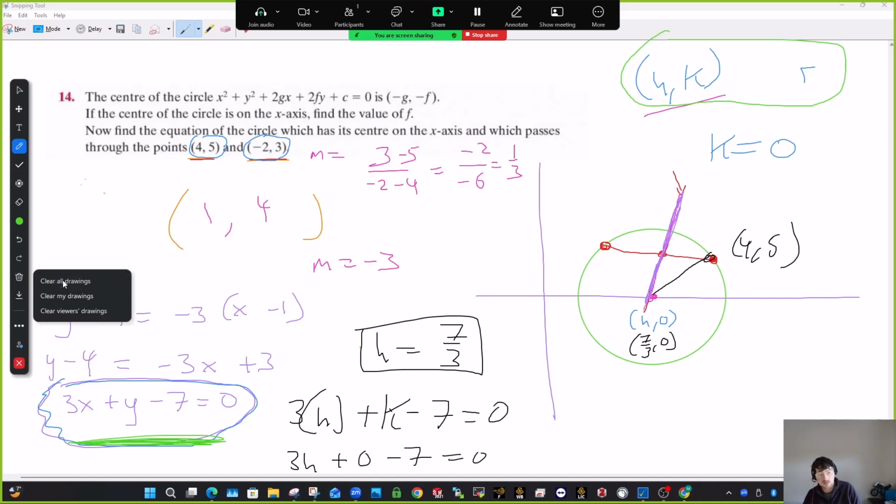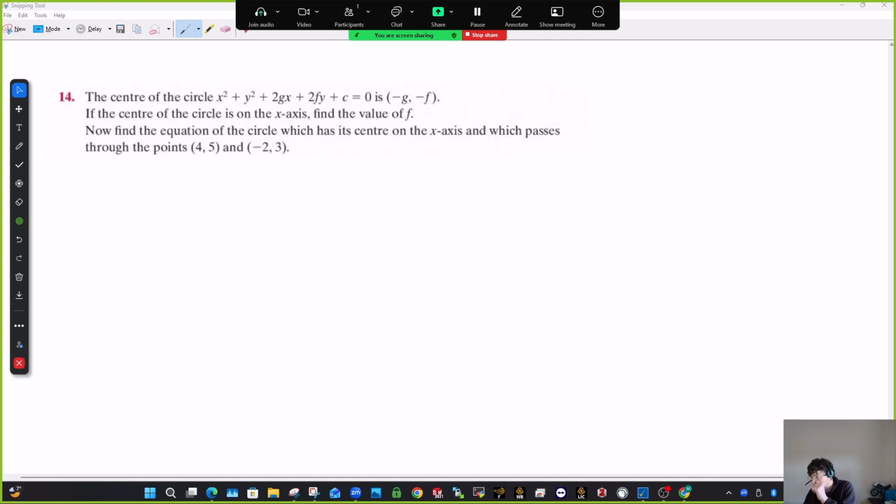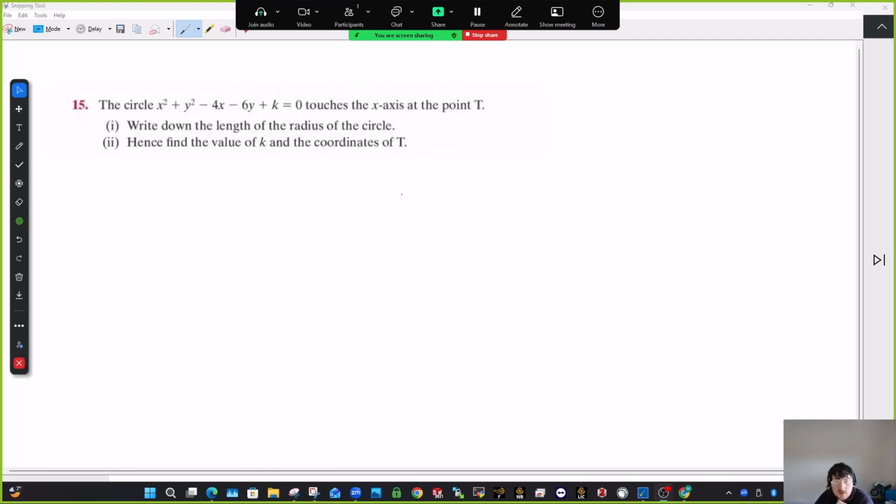Let me pause this, clear this away, and find up another one. Yeah, I think 15 is good here. You can pause the video if you want to have a go at it. What I like is, again, they're bringing in a touching the x-axis kind of business, and they give you this. So what can we say about the equation of the circle?